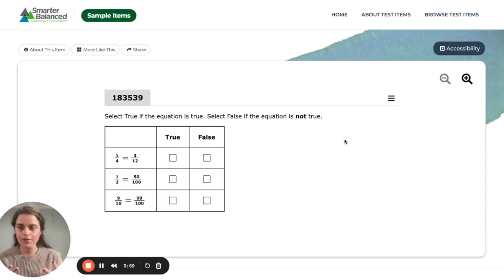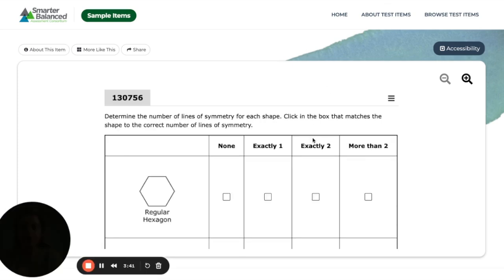This is a 4th grade example. So if we look at this particular question, the student has to think about whether a response is true or false. And so they're going to go through each piece of information with the fractions and decide if they think it's true or false.